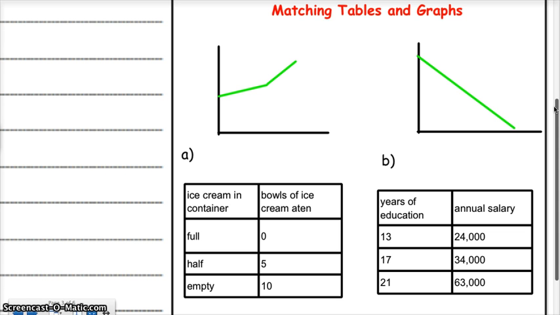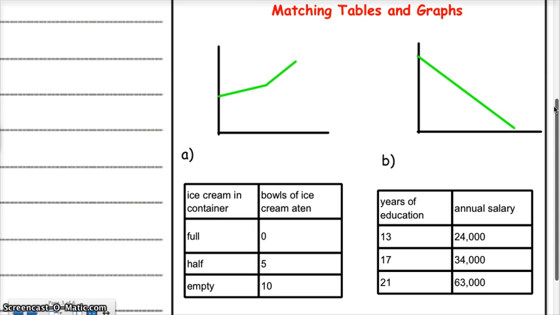So this first one, I have ice cream in my container and bowls of ice cream I ate. I don't think eaten is a word. That was my bad. Bowls of ice cream I ate. If I have a full ice cream container, I ate none. If I have half of an ice cream container, I ate about 5 bowls. And if I had an empty container, I ate 10 bowls.